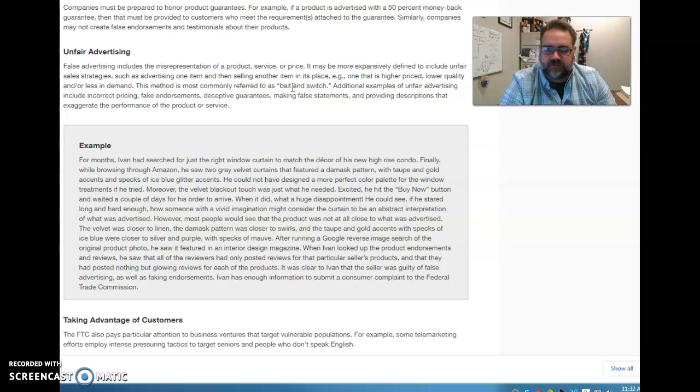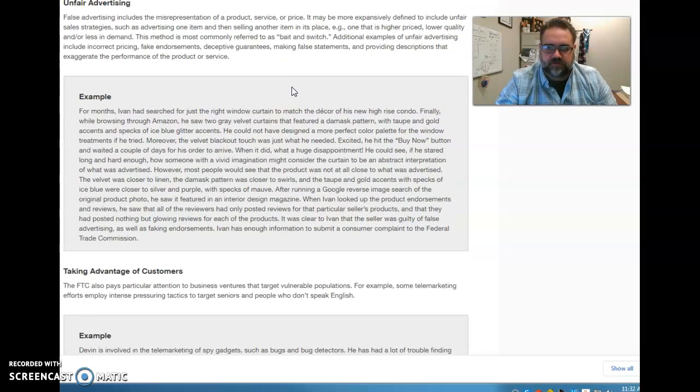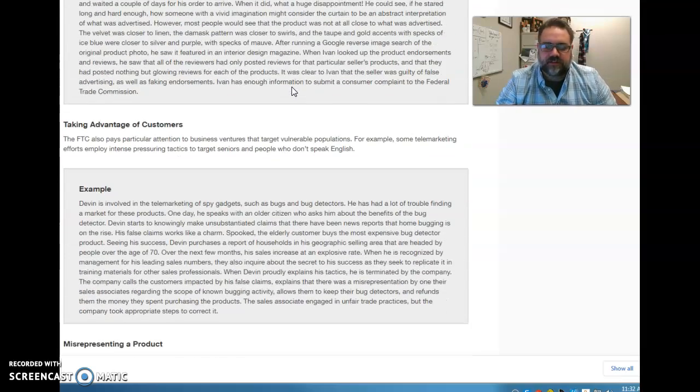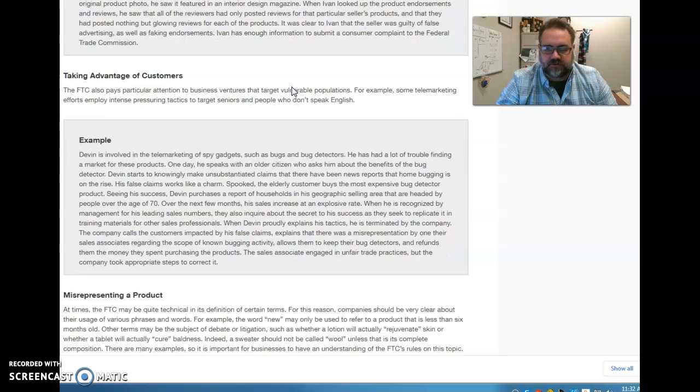Additional examples of unfair advertising include incorrect pricing, fake endorsements, deceptive guarantees, making false statements, and providing descriptions that exaggerate the performance of the product or service. I'm not going to read the examples. I expect you to go back and read those.